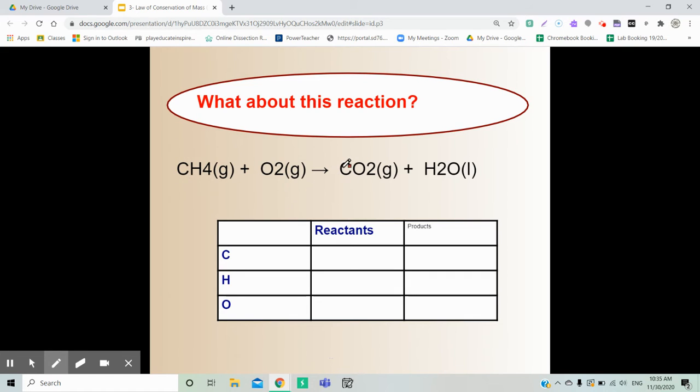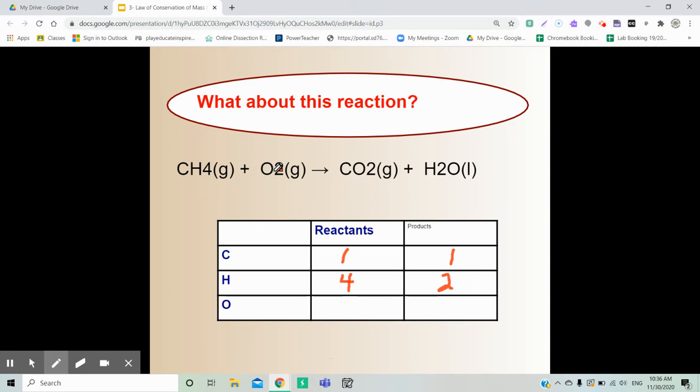I have 1 carbon here and 1 carbon here. So 1 and 1. Perfect. I'm now going to look at my hydrogens to see how that's going. So I have 4 hydrogens here because H4, and I only have 2 here. So I'm going to remind myself I have 4 and I have 2.